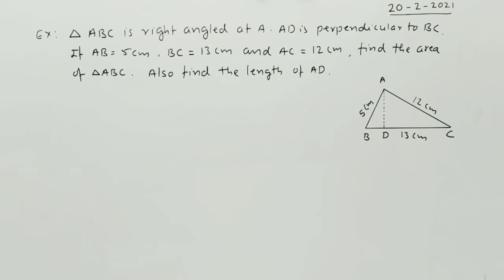Next example. Triangle ABC is right angled at A. AD is perpendicular to BC. If AB is equal to 5 centimeter, BC is equal to 13 centimeter, and AC is equal to 12 centimeter, find the area of triangle ABC. Also, find the length of AD.